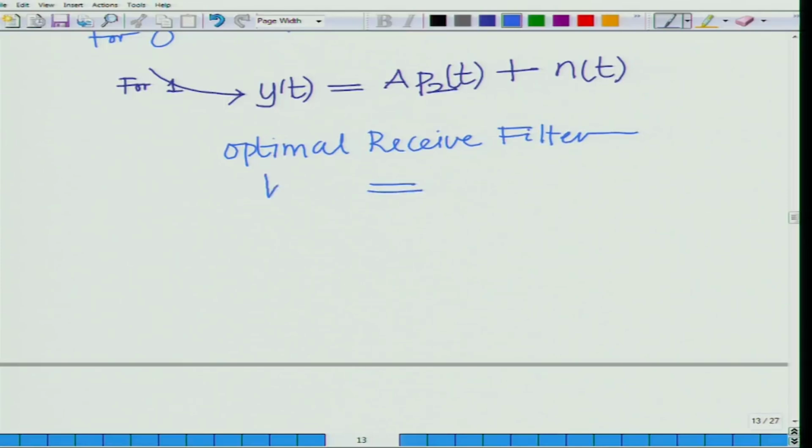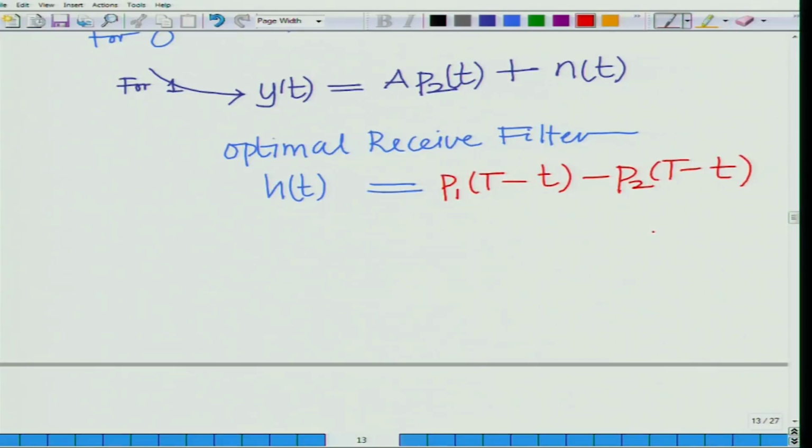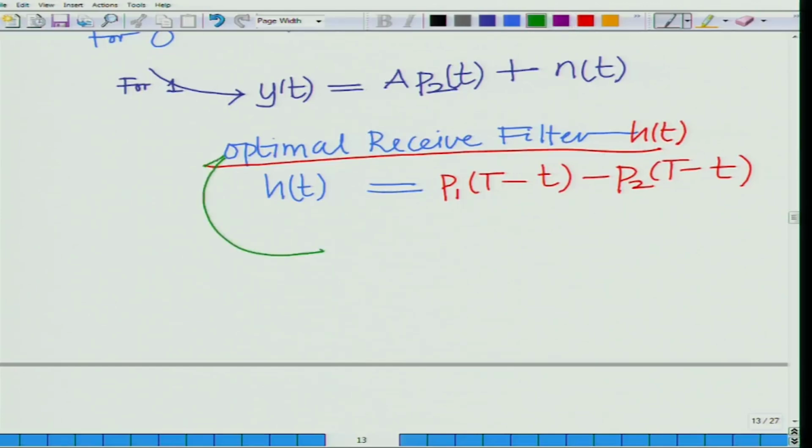We have seen the matched filter, the optimal receive filter, is h(t) equals p1(T minus t) minus p2(T minus t). Okay, so this is the optimal receive filter. Optimal in the sense, as you must be well familiar by now, that this maximizes the output SNR, or signal to noise power ratio.